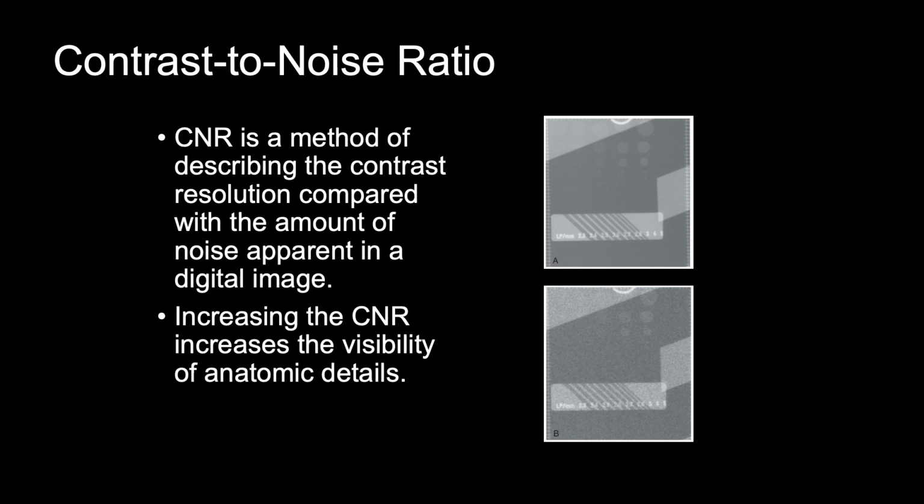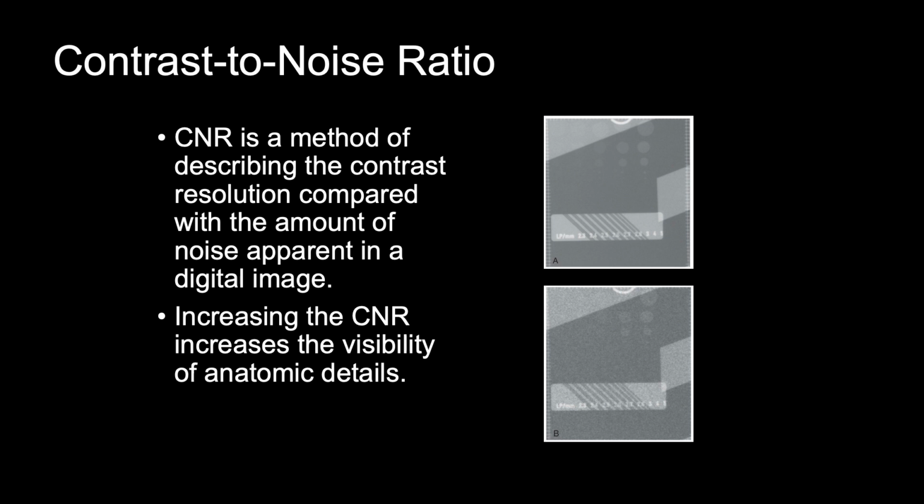Shown in this figure is contrast to noise ratio, or CNR. Image A is an image of a contrast detail phantom showing an increased contrast to noise ratio. Phantom objects are more visible. And then B is an image of a contrast detail phantom showing a decreased contrast to noise ratio. The phantom objects are less visible, and you can see it's grainy, just like I showed you before. The graininess doesn't allow us to see the anatomic details.